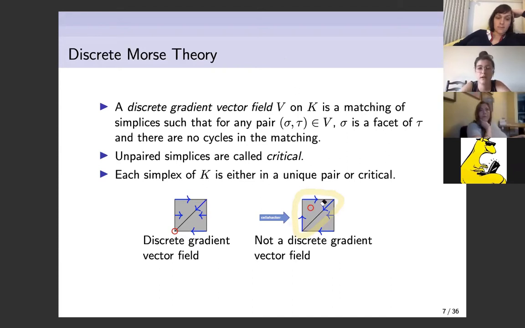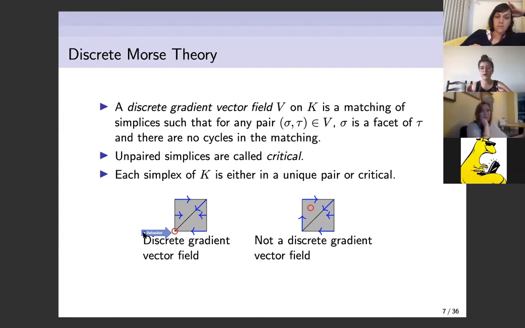And then you can see as well that some simplices are marked in red, for example this one here. This denotes the simplices that are unpaired in the matching. In the case of a discrete gradient vector field, like we have here on the left, we call these simplices critical. In a discrete gradient vector field, every simplex is either in a unique pair or it is critical. It cannot be both at the same time.